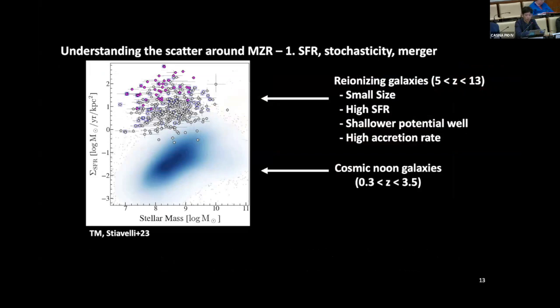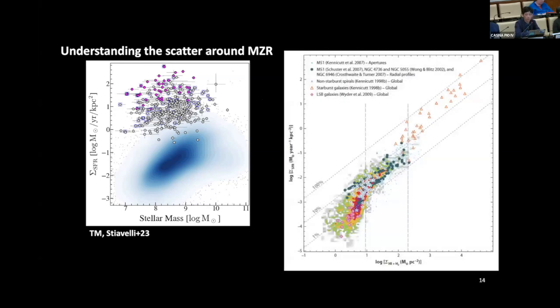The first explanation is astrophysical. Of course, galaxies at high redshift are very intense. They are small in size and highly star forming. The potential might be much shallower compared to nearby or low redshift galaxies, and of course the accretion rate is much higher. On the left panel, I'm showing the surface star formation rate density. They are very compact and the star formation rate is high. So basically, early galaxies that we are seeing are in the starburst regime, and in some cases, beyond that of the local universe.